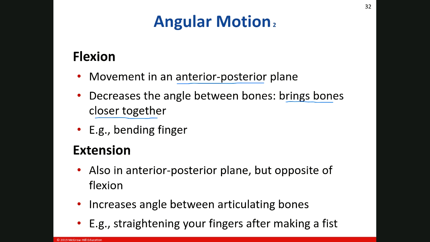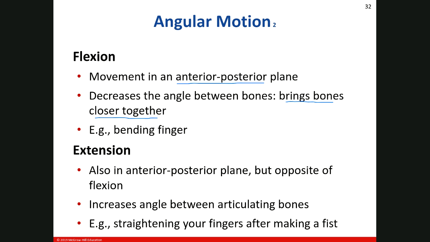When you flex your knee, when you bend your knee, you're bringing your calf closer to your hamstrings, or your tibia and fibula closer to your femur. That's flexion. The example here, bending the finger, is the same thing. You're going to approximate the phalanges against the metacarpal. So keep that in mind. You're always going to bring the bones closer together.